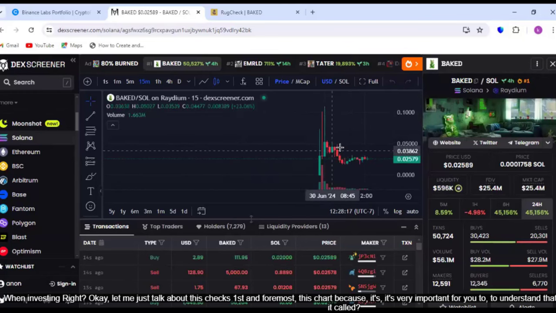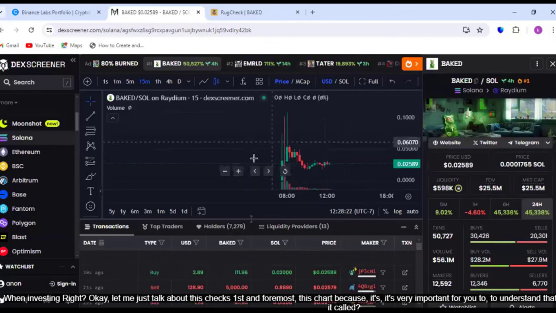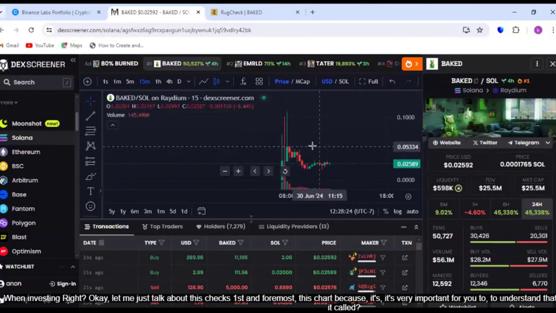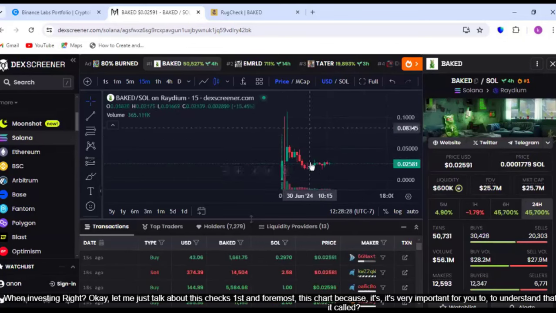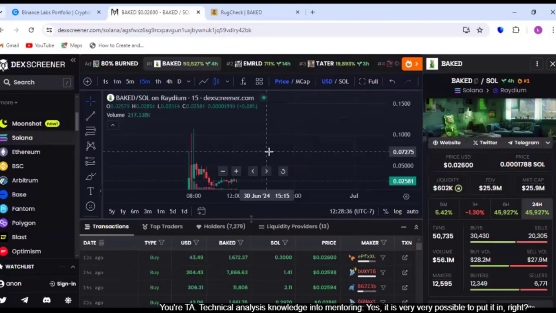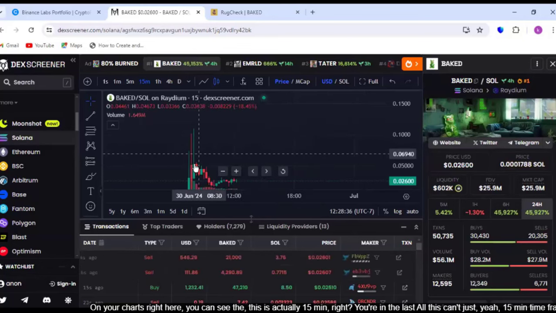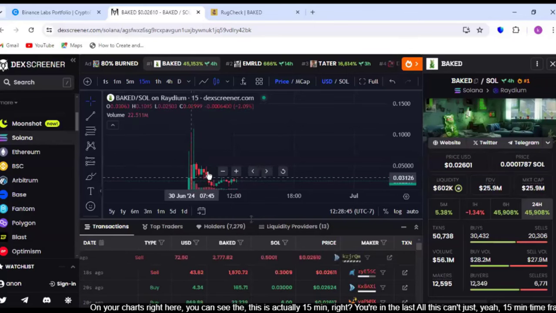This chart, because it's very important for you to understand that you can as well put your TA, technical analysis knowledge, into meme trading. Yes, it is very, very possible to put it in, right? On your chart right here, you can see this is actually 15 minutes. All these candlesticks here are 15-minute time frames, right?